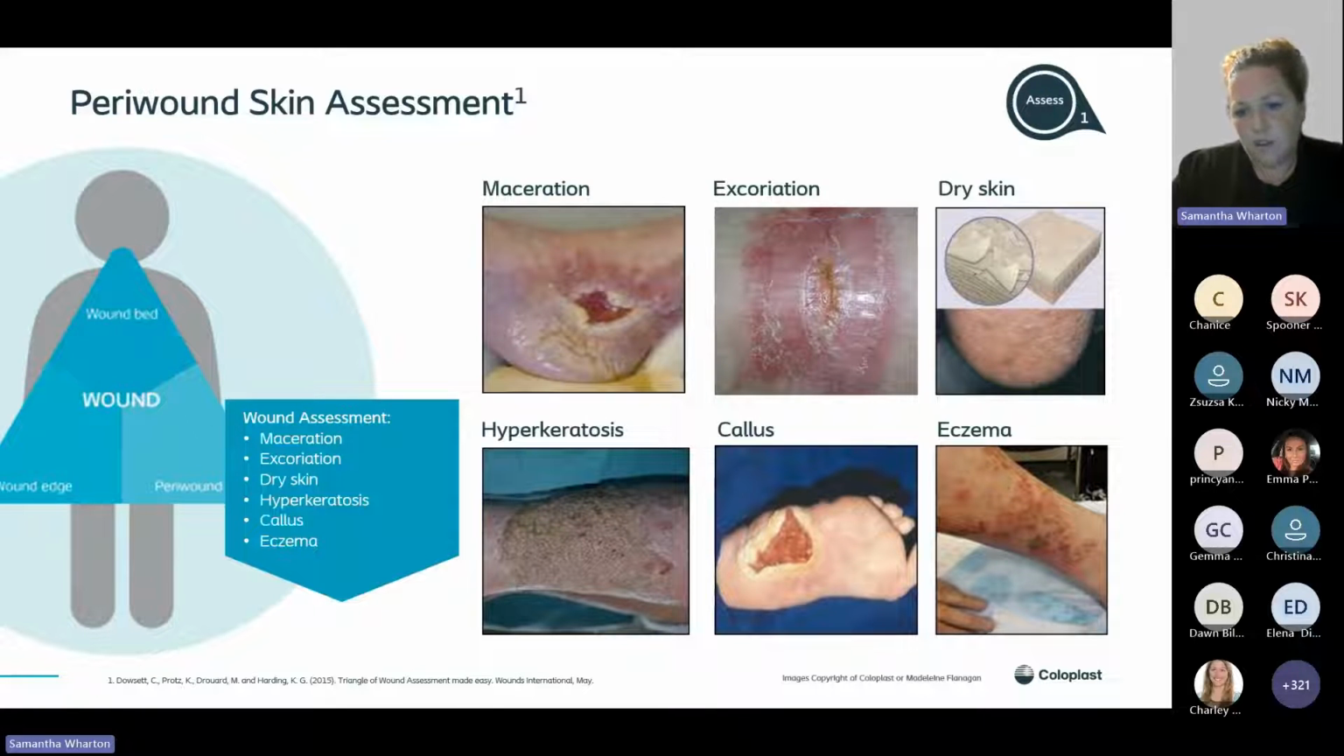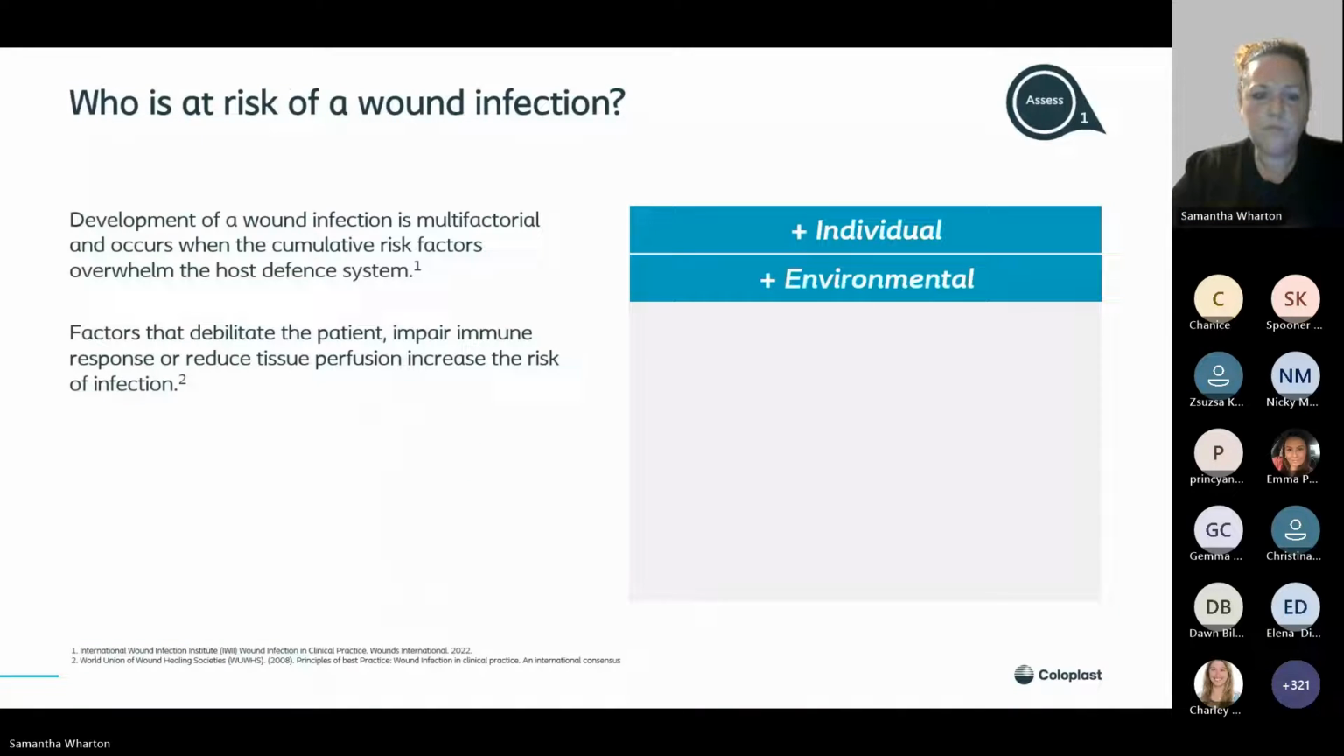Callus, so this is an example of, obviously, a diabetic foot ulcer. Podiatry will obviously, if it's a diabetic foot ulcer, be involved in care, and they will provide that debridement of that callus. And then eczema as well. These are all things that you need to be looking at within that peri-wound skin to address and make sure we're optimizing for that patient.